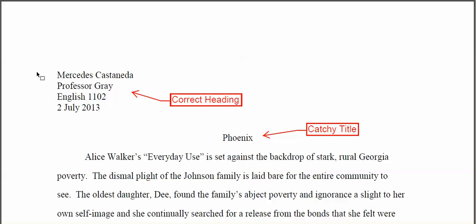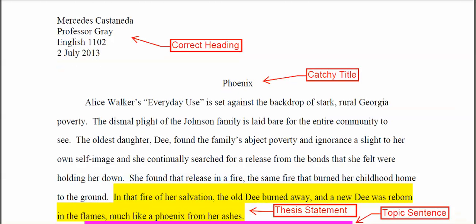Some of you in the first essay did not know the correct heading. This is the correct heading. Also, don't give me a boring title. Give me a catchy title. And of course, she will explain what Phoenix means in the essay.